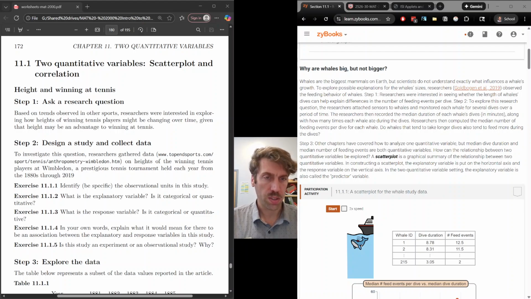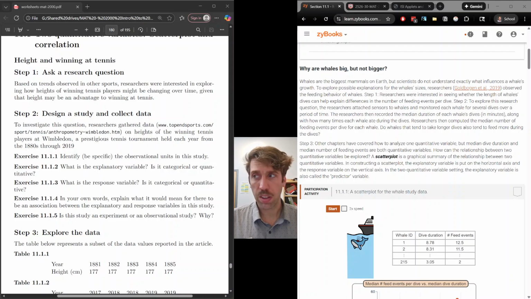So for this section of the worksheet, our research question involves tennis players, wondering if the heights of the winning players might be changing over time. So, is there an association between time and heights of the winning players? At first, we're not really showing you the data. There's a link to the original sports website that published this, but we're not even looking at the data, we're just asking you to answer some questions from knowing that research question.